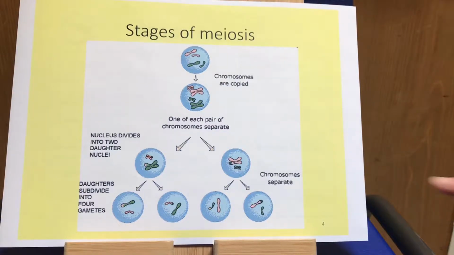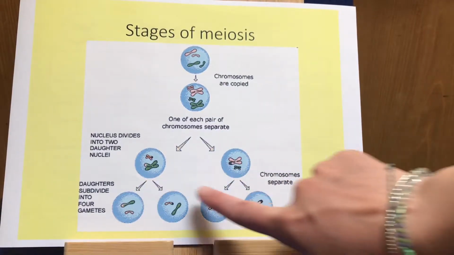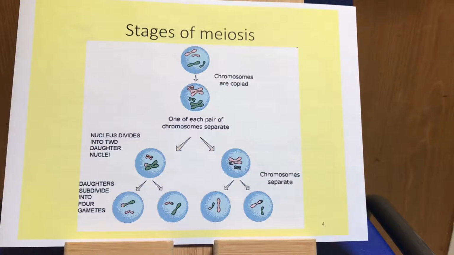Okay, on the second division, here's the second level of division. We've got those chromosomes splitting at the centromere, which is the bit that joins the two chromatids together.